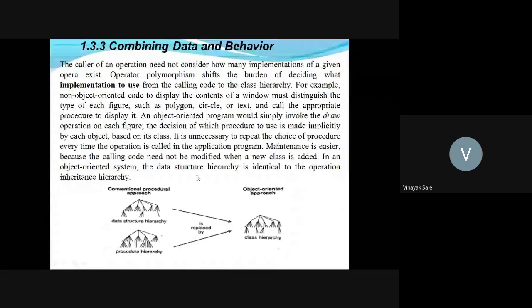In an object-oriented system, the data structure hierarchy is identical to the operation inheritance hierarchy. In this figure, in the conventional procedural approach, the data structure hierarchy is shown in this part and the procedural hierarchy is shown in this part. Both are combined together in the object-oriented approach. It can be seen like this. That is a class hierarchy.